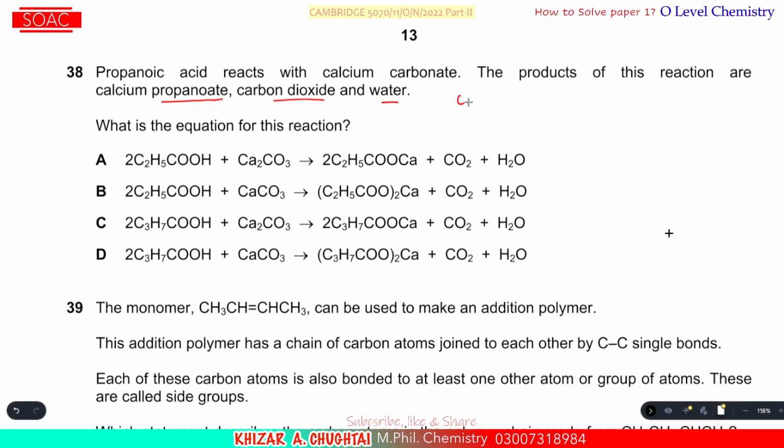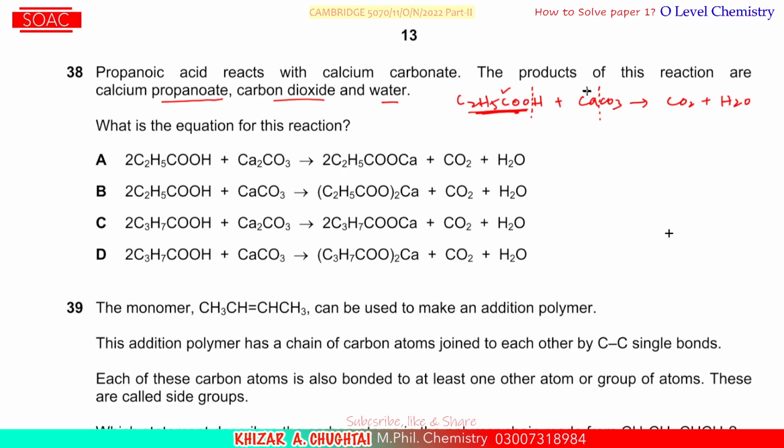Propanoic acid, that is, C2H5COOH. It's going to react with calcium carbonate, goes to CO2 plus H2O. And now the salt will be formed from this portion of acid, except H, and between this portion, this is the negative ion, and here is the positive ion of the salt. So calcium, that is having 2 positive ion because it belongs to group number 2. C2H5CO2, negative 1, you can write it over here.